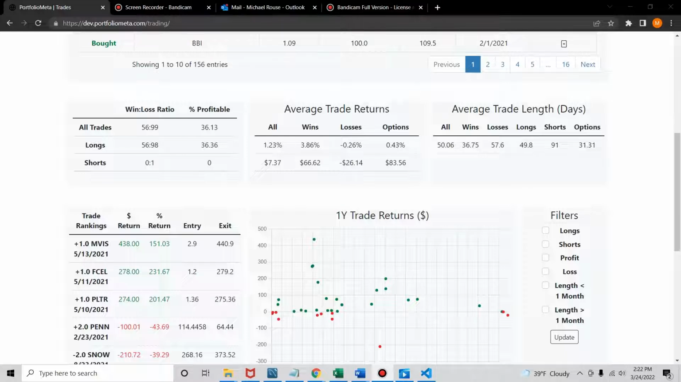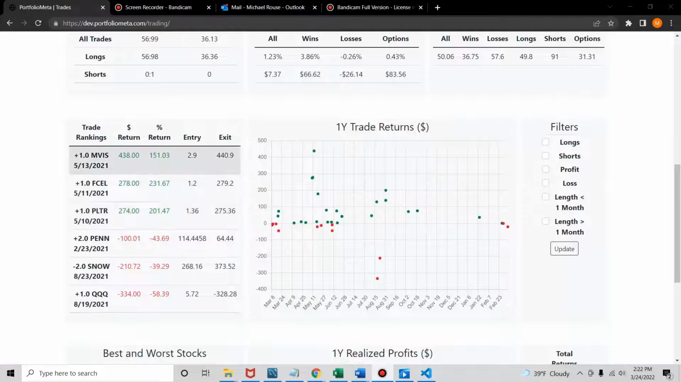So using this, you can look at it and learn a lot about your style of trading, what works, what doesn't. Maybe you hold on to your losing positions a little too long and you've got to work on that. And then down here, it shows you your trade ranking, so your top 3 trades ever and your worst 3 trades ever.